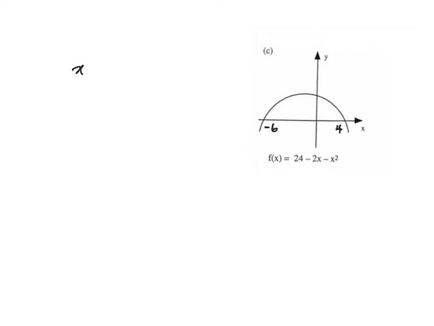Part C, the axis of symmetry is found by adding the two roots together and dividing by 2. That's minus 2 over 2, which is minus 1. x equals minus 1. Somewhere around about here. Want to work out this value here, so we're going to substitute x equals minus 1 into this equation.